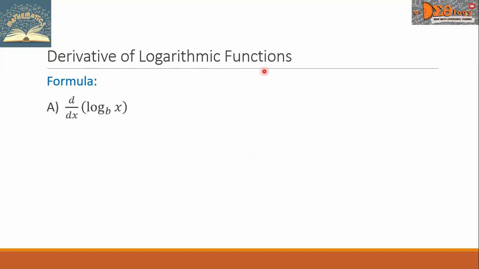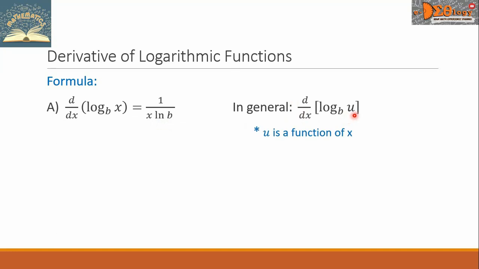For our formula, let's start with d over dx, or the derivative, of log of x to base b. This is equal to 1 over x times the natural log of b, or ln b. In general, we have d over dx of log of u to the base b, where u here is a function of x. This is equal to 1 all over u times ln of b, multiplied by du over dx.